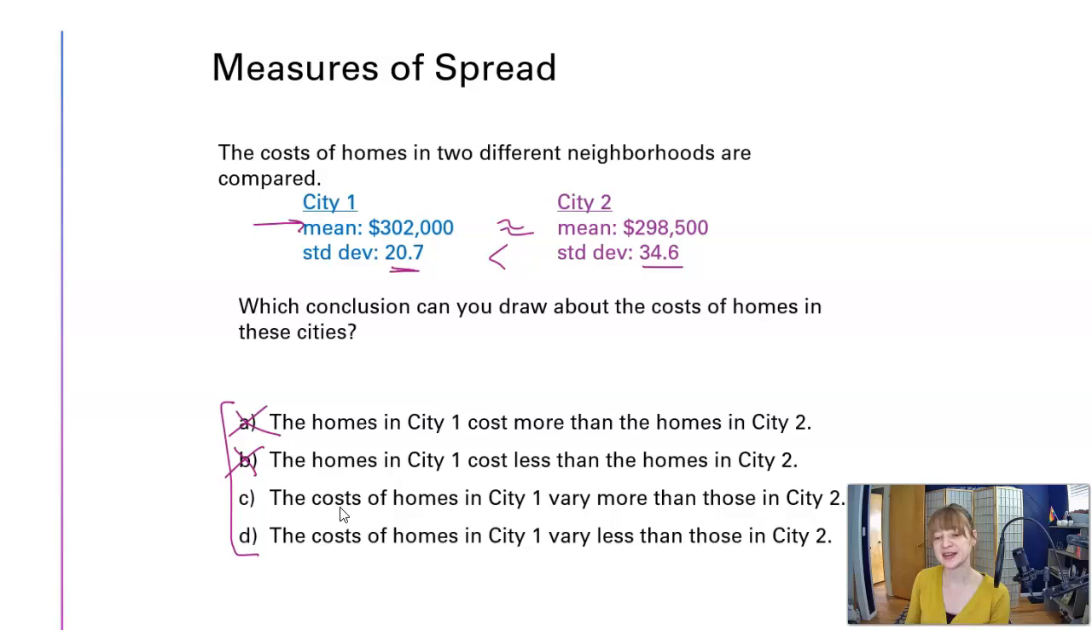So now we say the costs of homes in City 1 vary more or they vary less. Those are the two options we have left. So does City 1 vary more or less than City 2? The standard deviation is smaller, which tells us that the costs vary less in City 1. So that is our answer. The costs of homes in City 1 vary less than those in City 2. Okay, so that's everything on standard deviation.